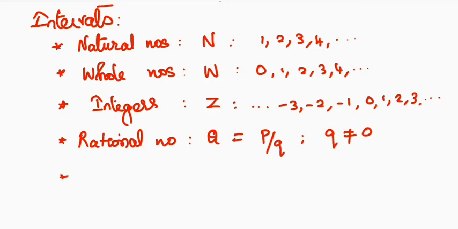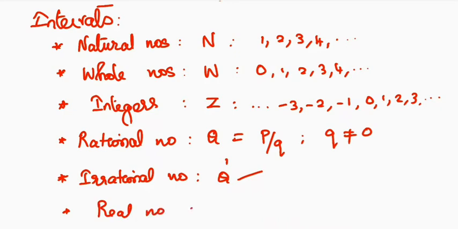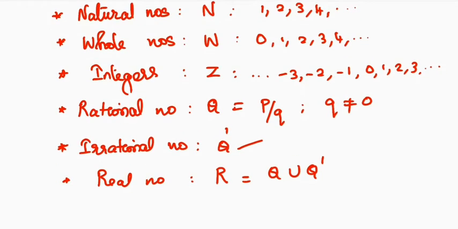So the next number, you know very well, is the irrational number. What is an irrational number? It is denoted by the symbol Q dash. The Q dash is neither terminating nor infinite periodic decimals. The next one is the real numbers. A real number is denoted by the symbol R. It is nothing but Q union Q dash. That is, the union of rational numbers and irrational numbers is nothing but the real numbers.